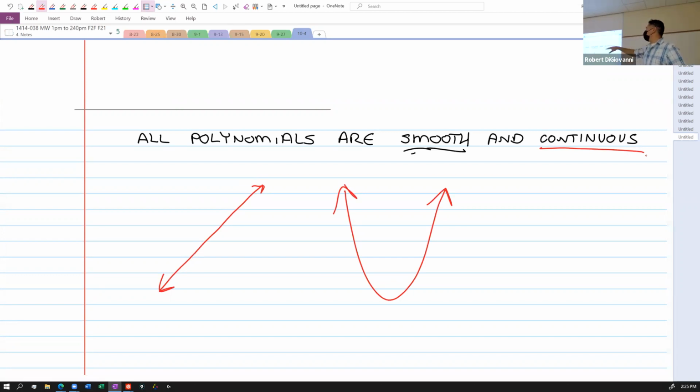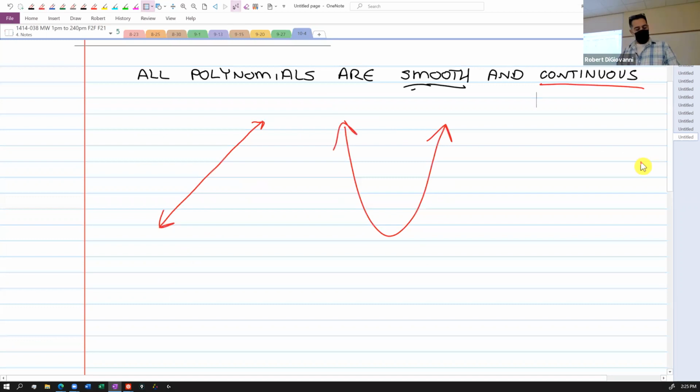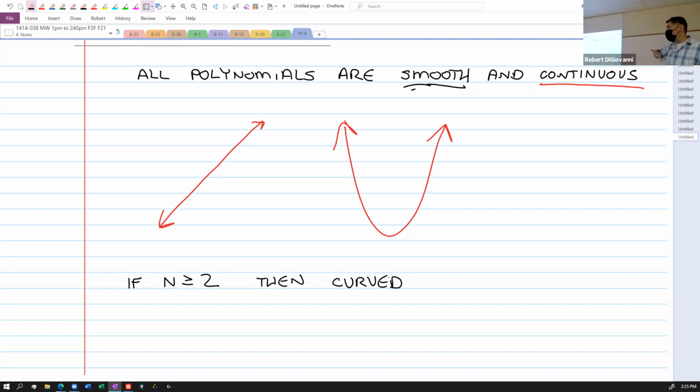The question is, what about beyond the line and the parabola? What do they look like? Well, they're smooth and continuous. I can tell you that. I can also tell you this. If n is greater than or equal to 2, so n is the degree, right? Then it's curved. See, because if n is 1, you're looking at a line, right? And a line is not curved. But if n is bigger than or equal to 2, then I'm telling you it must be curvy looking. All right?